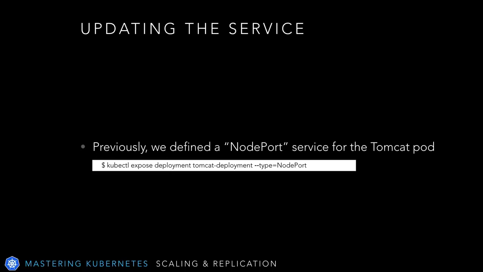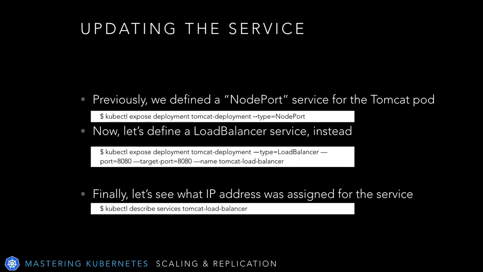Let's look at what a load balancer service will look like for our Tomcat replicas. As you can see, it's not that different. We've added a few more options to set the newly created service's name to something predictable, and define the port we'd like to listen on and what port it's going to be on the pod.